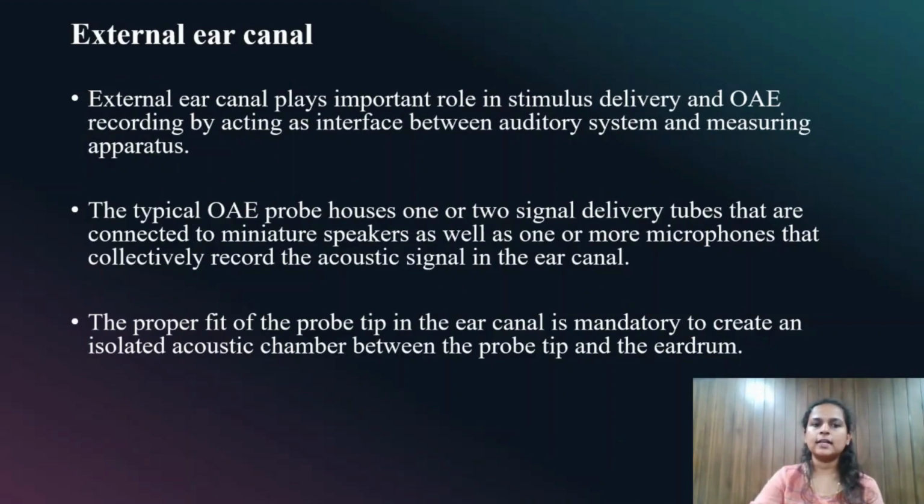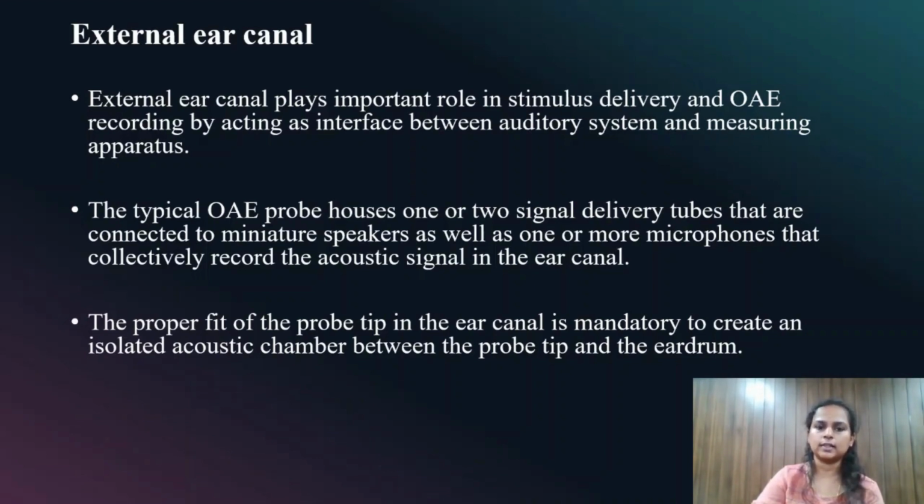The external ear canal plays a major role in stimulus delivery, and while recording OAE, it acts as an interface between the auditory system and the measuring apparatus. The OAE probe houses one or two signal delivery tubes that are connected to miniature speakers, as well as one or more microphones that collectively record the acoustic signal at the ear canal. The probe tip has to be fitted properly, otherwise leakage happens and it might block the signals going to the ear canal.